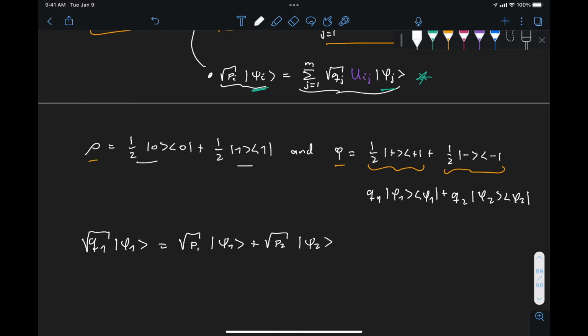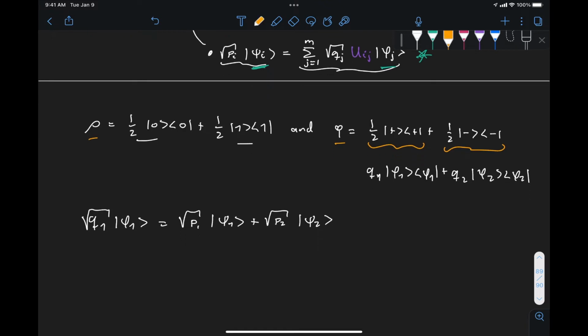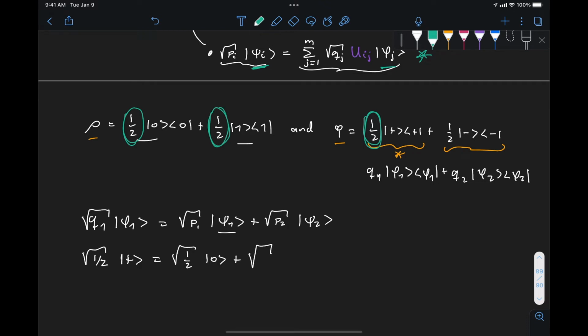So now let's replace with actual values here. If we're going to focus first on just the plus state, we have square root of 1 over 2. So this is for this 1 over 2 right here. And then times state plus. And then what is p sub 1? Well, it will be this 1/2 here. So square root of 1/2. And psi 1 is the state 0, plus square root of p2. What is p2? This 1/2 here. So square root of 1/2. And then psi 2 is state 1.